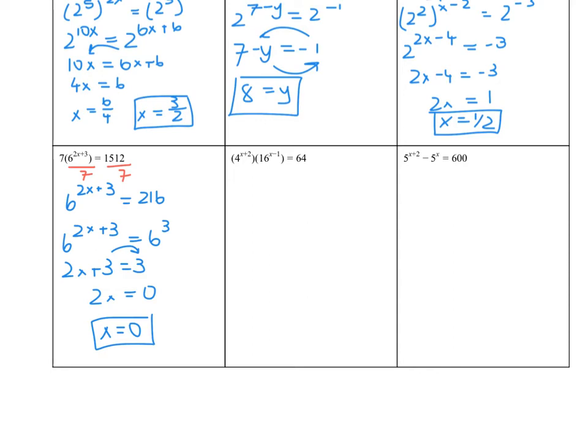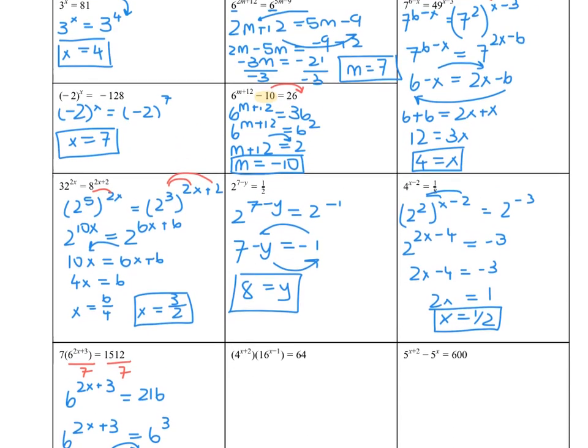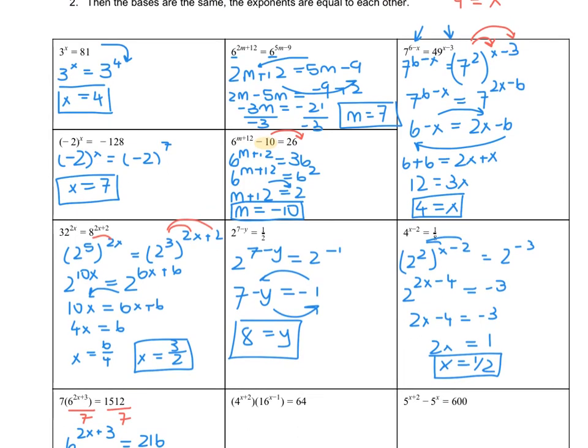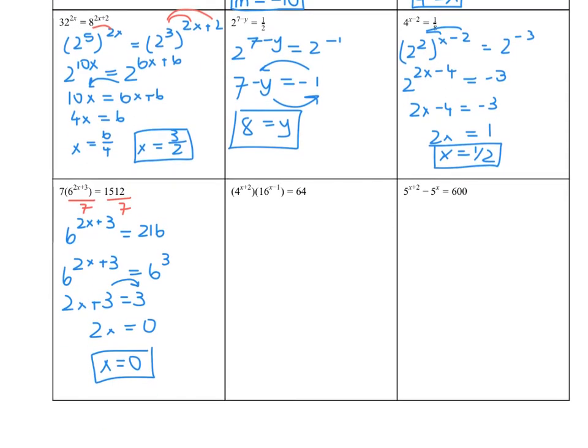So with this example and the example with the minus 10 right here, you have to do a little modification before you can go to those basics of getting the common base. So if you have something added or subtracted, you have to bring it to the other side. If you have a coefficient in front of your term, like we did here, you have to divide it out first.